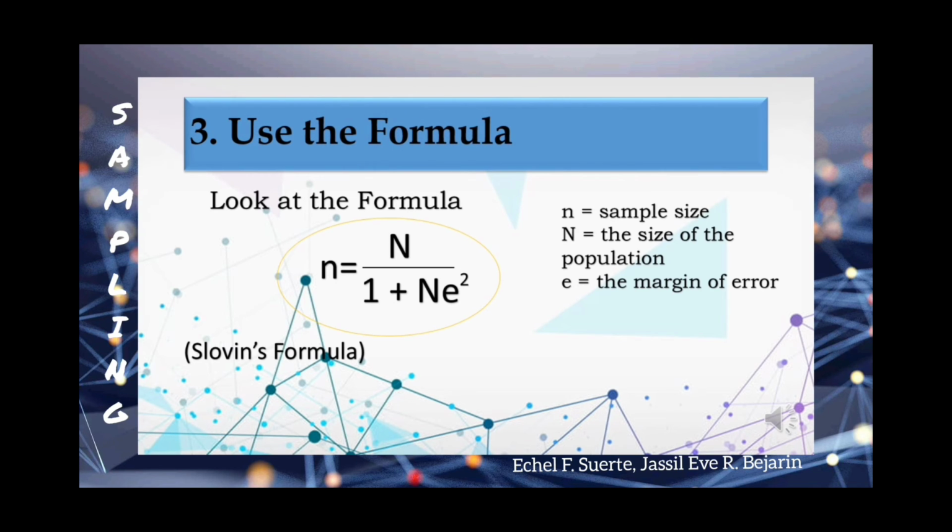Step 3. Use the formula. We have here Slovin's formula, which is n is equal to capital N over 1 plus capital N times small e squared. Small letter n refers to the sample size. Capital N refers to the size of the population. Small letter e refers to the margin of error.